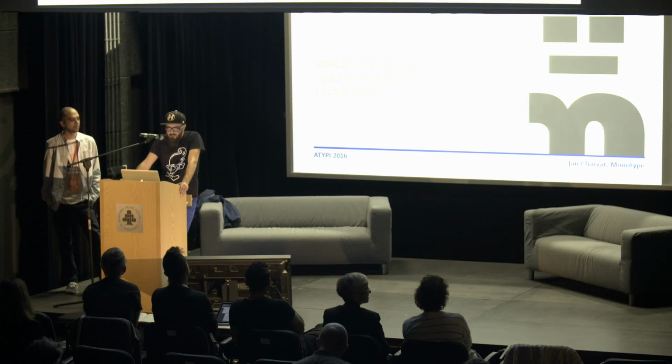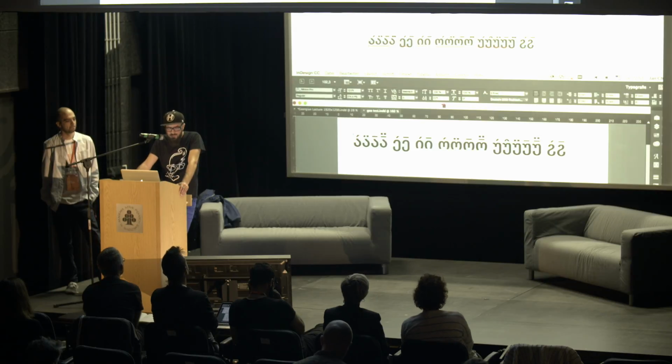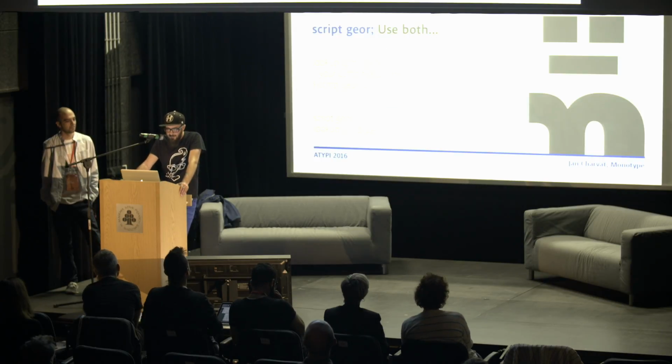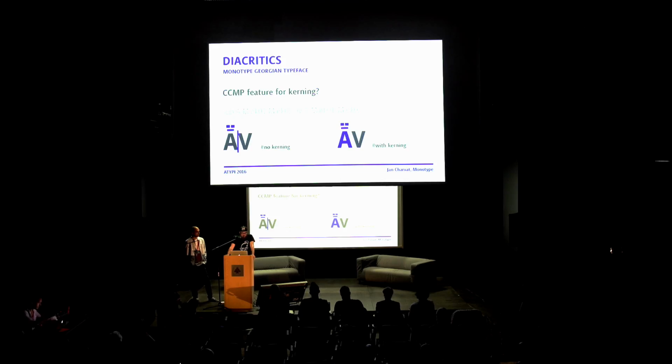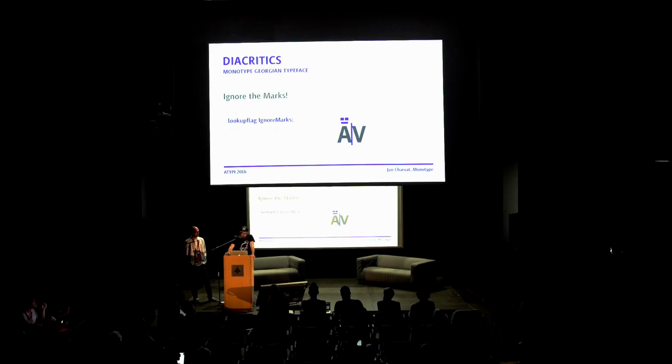So we get back. Okay, so I won't use the script Geor tag. Oh, it stopped working in Word. Oh, damn it. So you have to use both. But fine, at least it works. So great. And then we got, okay, we need to solve the kerning too. We thought, okay, the CCMP feature could be the solution. And it works. You substitute one glyph and two marks with a precomposed glyph. But there is also a second solution. You just ignore the marks, as it is in Latin. You can have it for Georgian too. So that's a smarter solution.